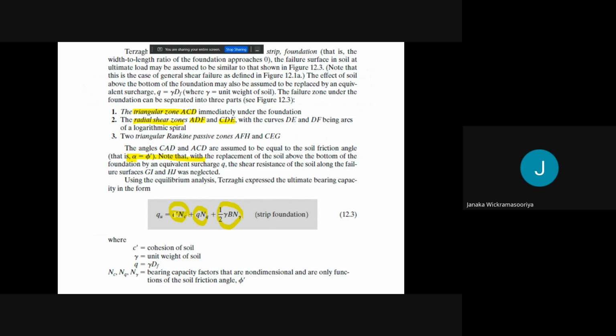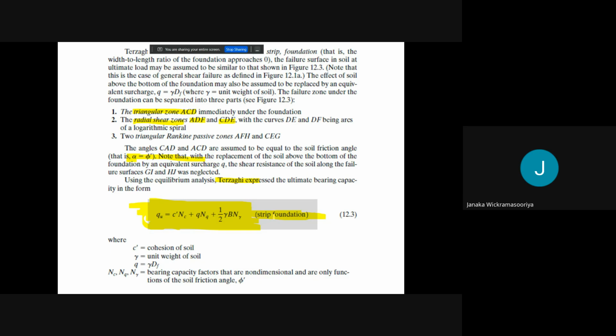This is the cohesion part, this is the surcharge part, and this is the shape factor. And this is the equation for the ultimate bearing capacity of the soil. Using this equation, we can find the ultimate bearing capacity as per Terzaghi for a strip foundation. Now we will see what these terms are.